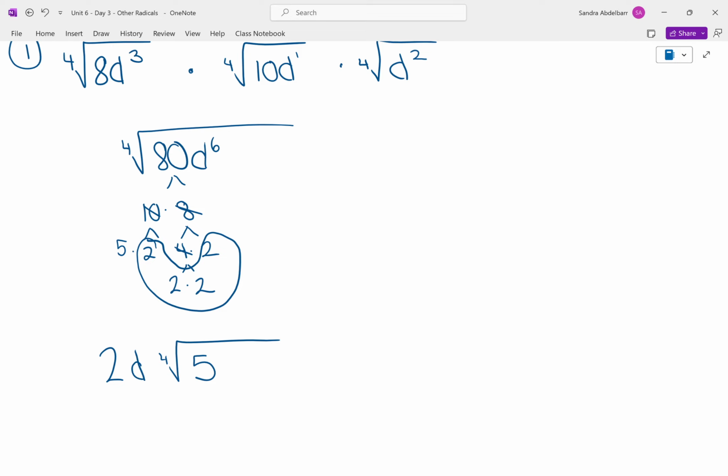And for variables, it's pretty simple. 4 goes into 6 just one time, so that means just one d is coming out of the radical. How many d's are left on the inside? D squared, you got it.